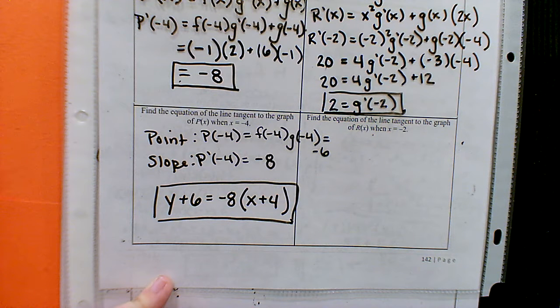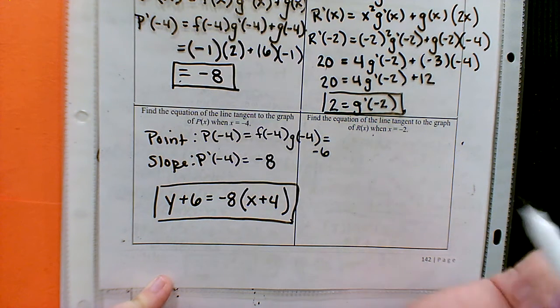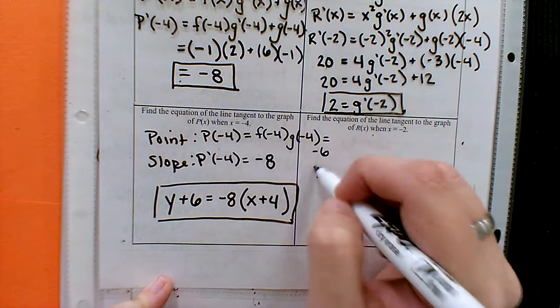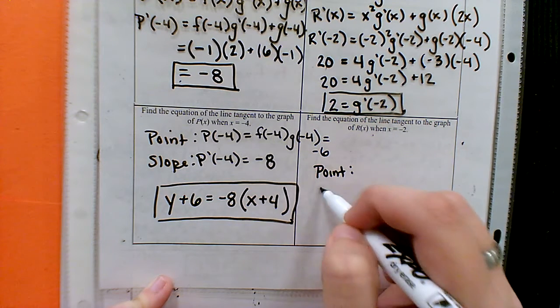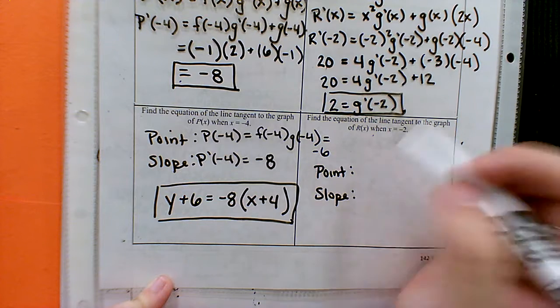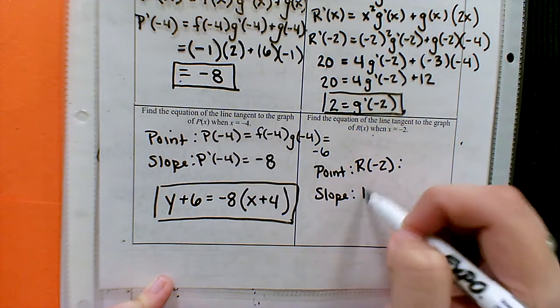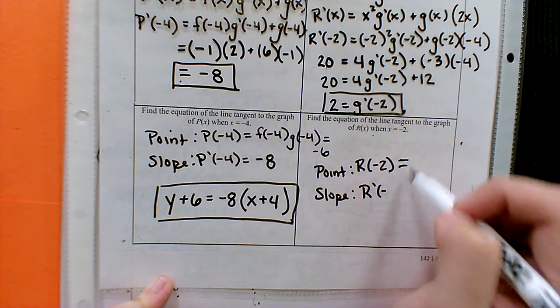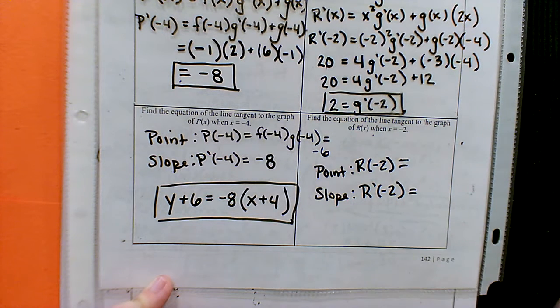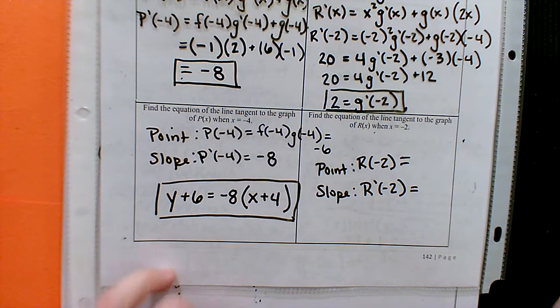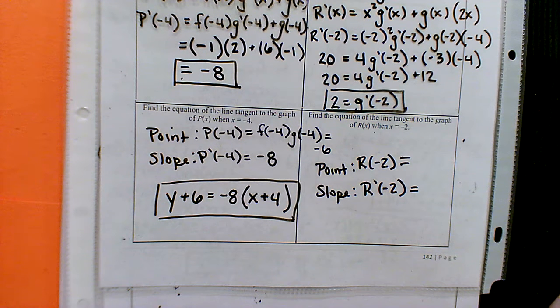Alrighty, let's try the next one. Same deal. Find the equation of a tangent line to the graph of R at the x location of negative 2. So point and a slope. Point comes from the original function. Slope comes from the derivative. Do we know either of those two values? Was one of them or maybe both of them previously provided? Who knows?